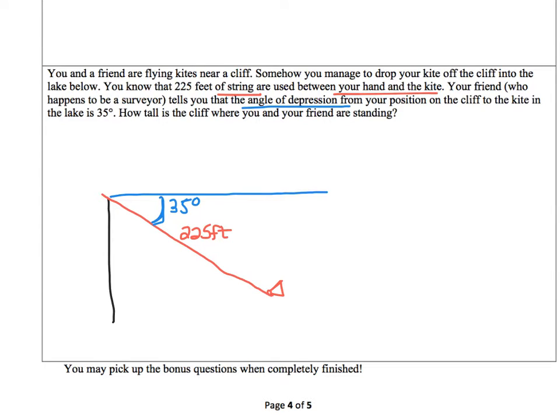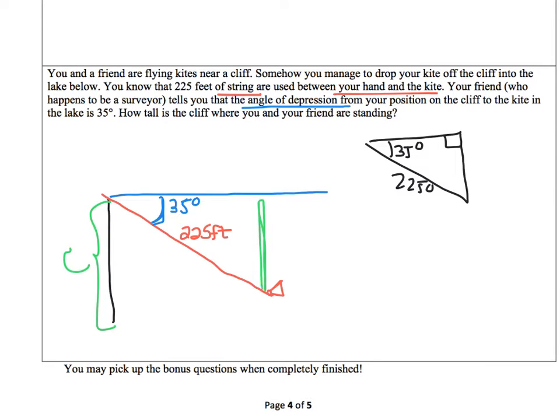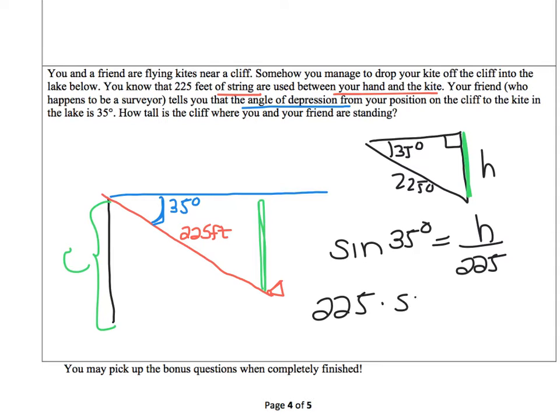So when we look at it, we actually have in here a beautiful little right triangle. There's a right triangle. This is 35 degrees, and that's the 225. And you're looking for the height of the cliff. So there's the height of the cliff, or over here, the height of the cliff. So I'm just going to go ahead and set up a sine. So sine of 35 degrees is going to be the opposite over 225 feet. So 225 times the sine of 35 degrees is going to be h.